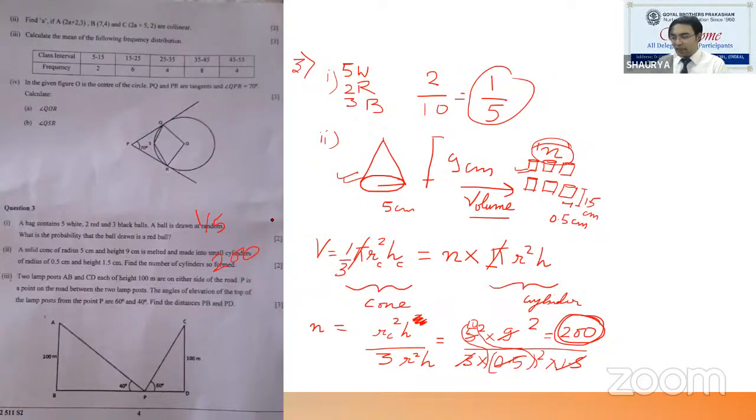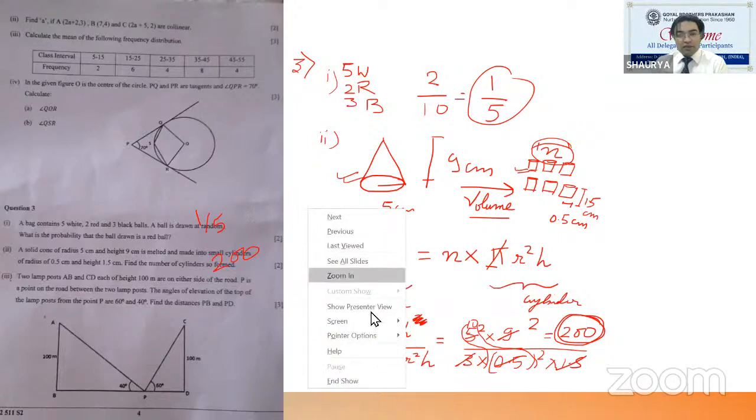Okay. So let's get rid of this. Okay, so let's write the answers. This was 1.5, this was 200. The next question we have here is a 3-marker question.